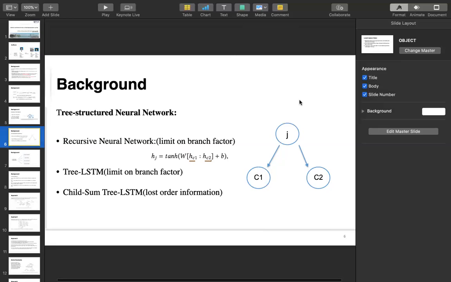Okay, thanks. So what does this symbol mean? Oh, okay. This means concatenation. Concatenation. Yeah. So C1 is a token, C2 is a token. We concatenate their embeddings together and calculate HJ. So what does HJ mean? HJ is the hidden embedding that represents the node J.